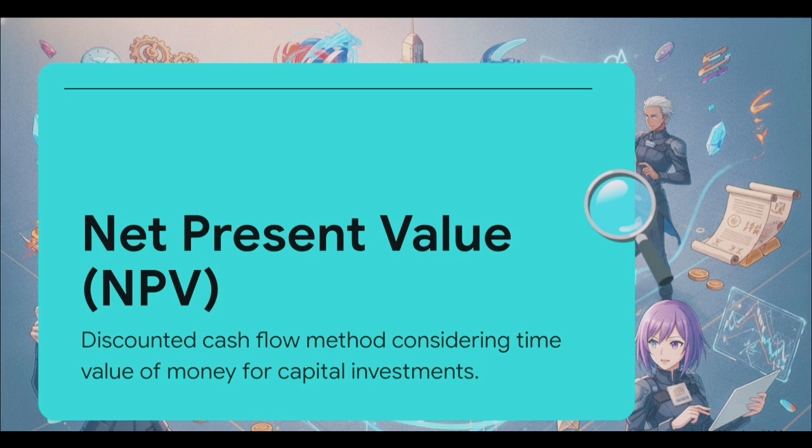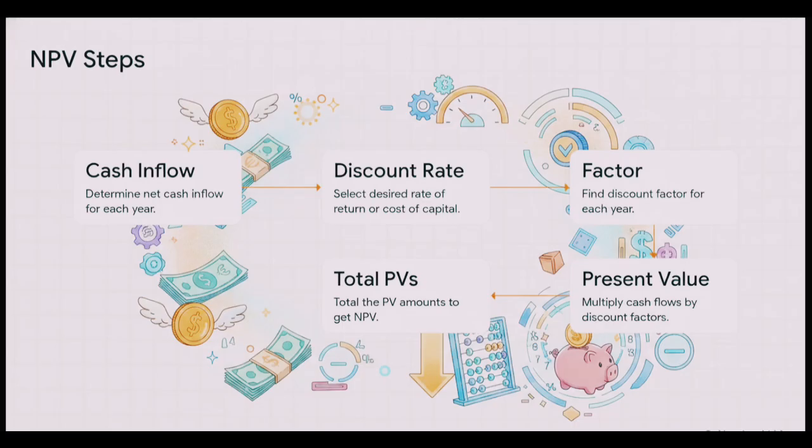NPV is all about the time value of money. See, a rupee in your pocket today is worth much more than a rupee you might get tomorrow, right? When a company invests in a capital project, they look at cash flows over many years. NPV basically brings all those future rupees back to today's value so we can see if the investment is actually worth making. To defeat an NPV problem, we use this step-by-step combo move straight from our source material.